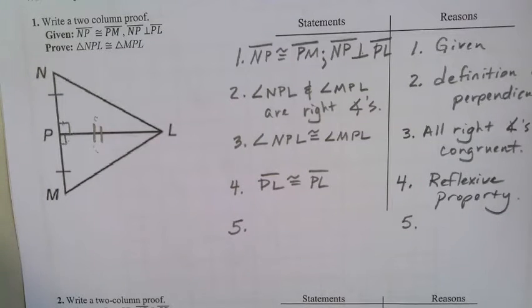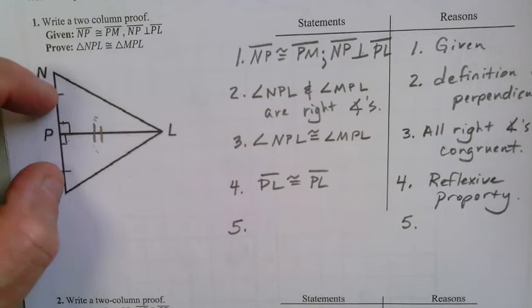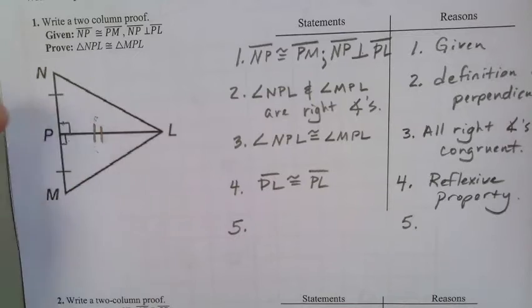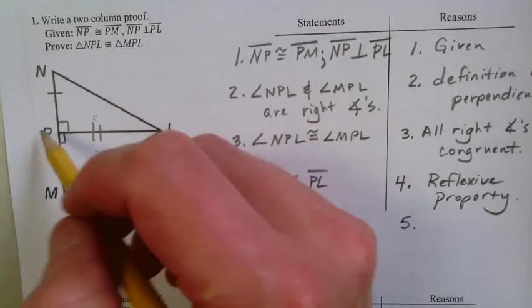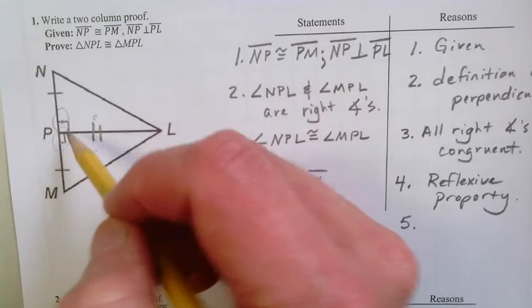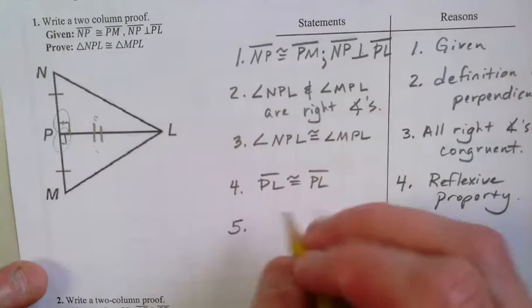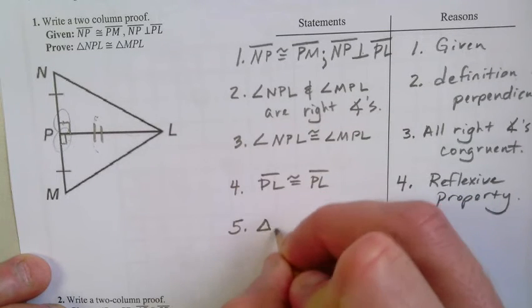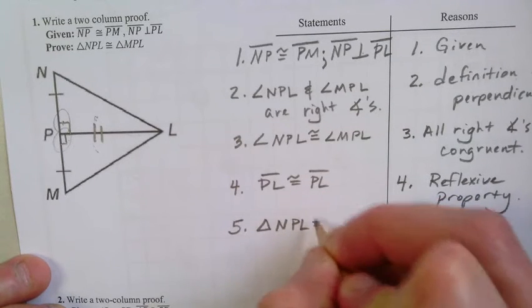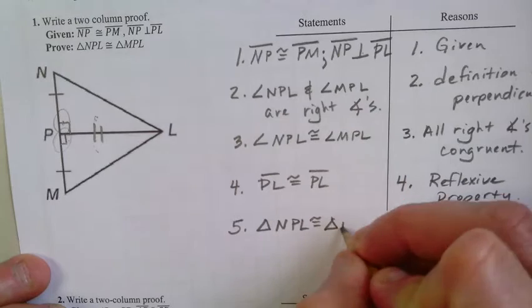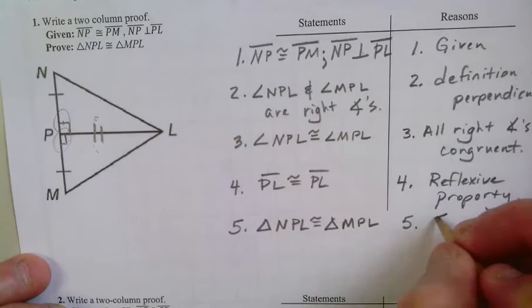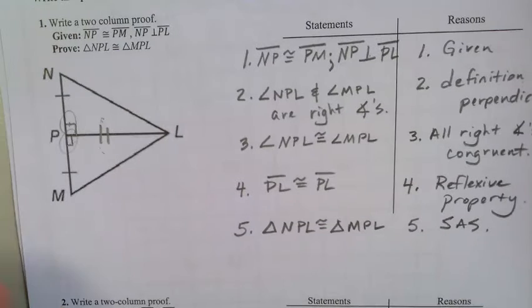Now, as I finish this up, I have these two sides are congruent. This is congruent to itself, and these two angles are congruent. Notice those angles are included between those two pairs of congruent sides. So I'm going to go ahead and say that the triangles are now congruent by side, angle, side. Okay?